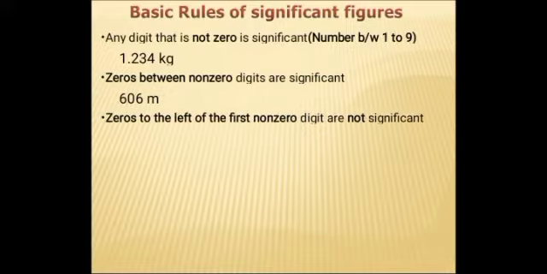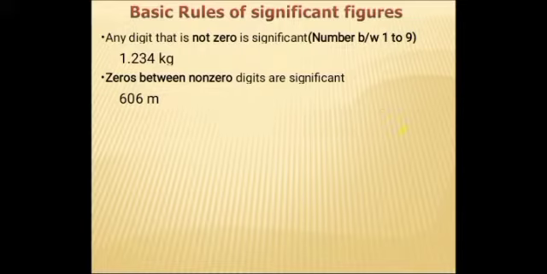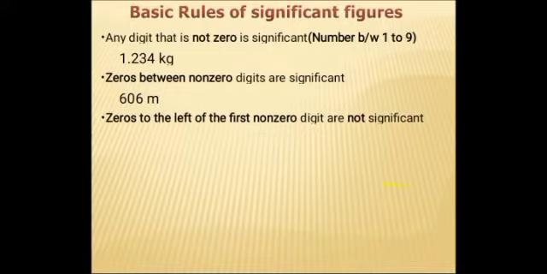Third is 0 to the left of the first non-zero. Left means front. 0 to the left of the first non-zero digit is not significant. It means that any 0 before the first non-zero is not significant. Suppose for example, we take 0.08. You can see here 0.08. Before 8, 2 zeros are there, whether in decimal or not, but on the left-hand side there is no significance. So here digits are 3, but the significant number is 1.